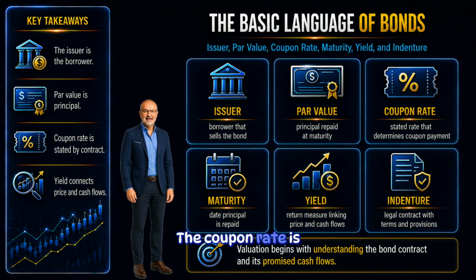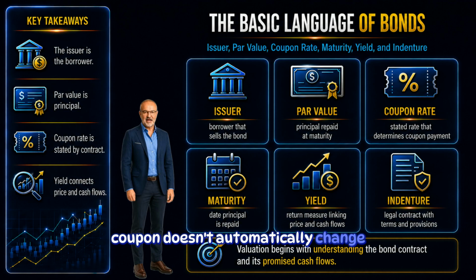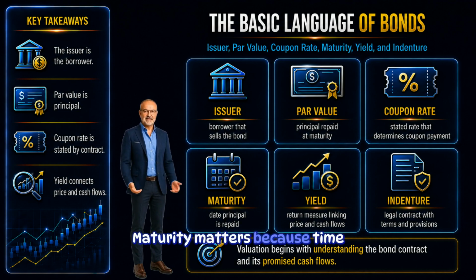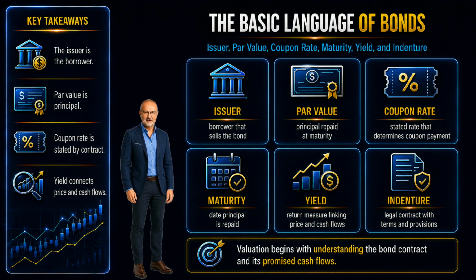The coupon rate is the stated interest rate used to determine the bond's coupon payment. For a fixed-rate bond, the coupon rate is set by contract. This means the promised coupon doesn't automatically change just because market interest rates move. Maturity is the date when the issuer repays the principal. Maturity matters because time matters. The longer the bond's life, the longer investors are exposed to changes in interest rates, inflation expectations, and issuer risk.